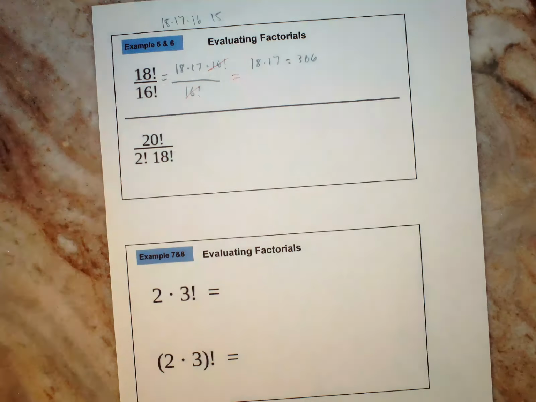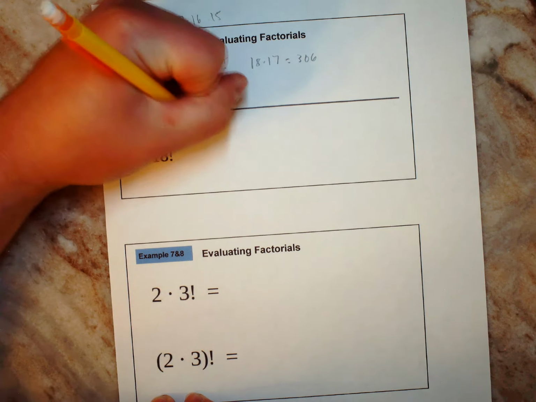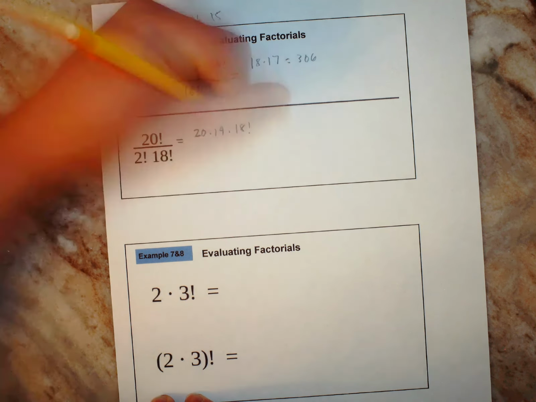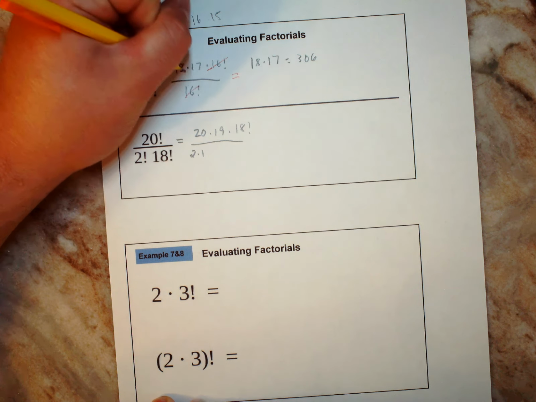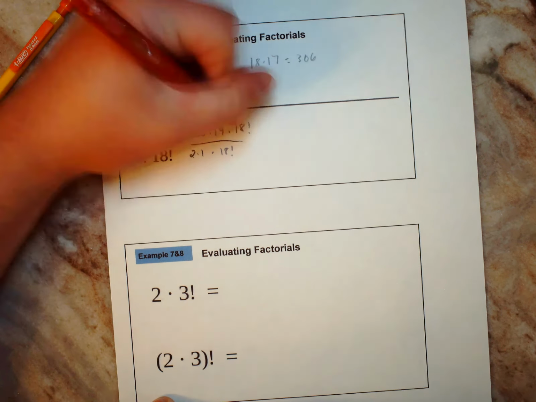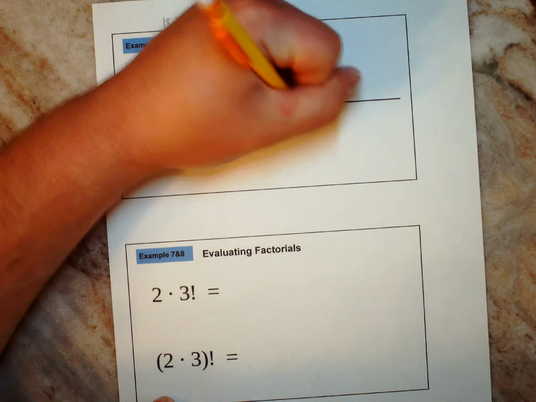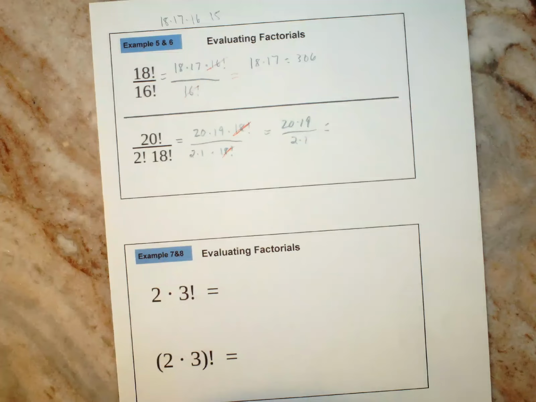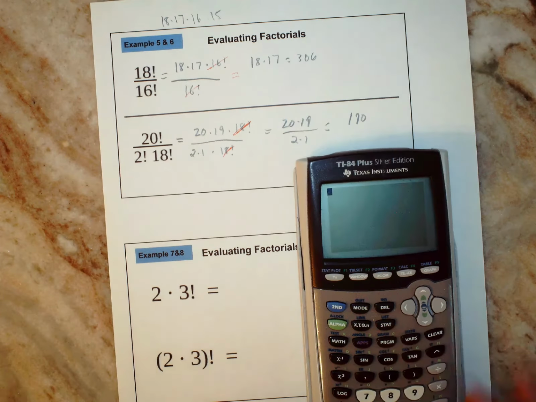All right. Next one here, 20 factorial over 2 factorial times 18 factorial. Let's start breaking it down. 20 times 19 times 18. We're going to stop at 18 because the denominator is 18. 2 factorial, I'm just going to do 2 times 1. That's nice and short. Then I also have to times that by 18 factorial. So I can cross these out, and I'm left with 20 times 19 over 2 times 1. And I can just use my calculator. It ends up being 190. Let's see, 20 times 19 divided by 2, 190.